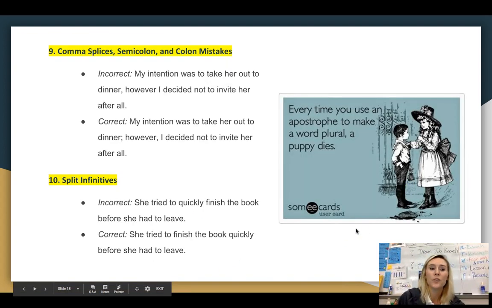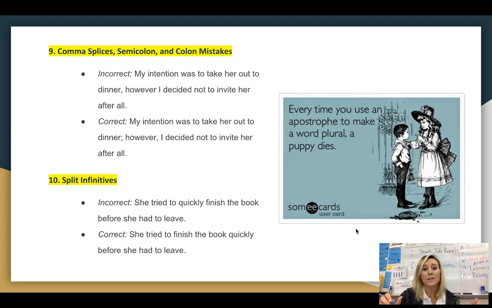All right, last two. Comma splices, semicolons, and colon mistakes. My intention was to take her out to dinner. However, I decided not to invite her after all. Again, this sounds fine, but the problem is that what you've got is two different sentences. Those two different sentences are being joined by a comma. A comma is too weak. As we talked about, a comma is just a quarter power, okay? You need to use either a half power or a full power in order to pull those things together.